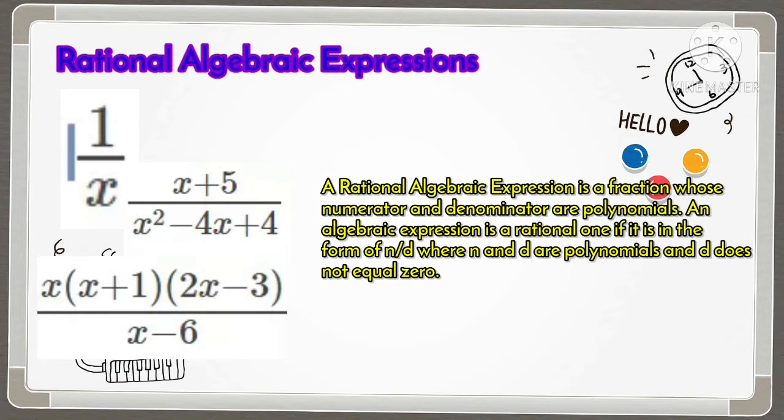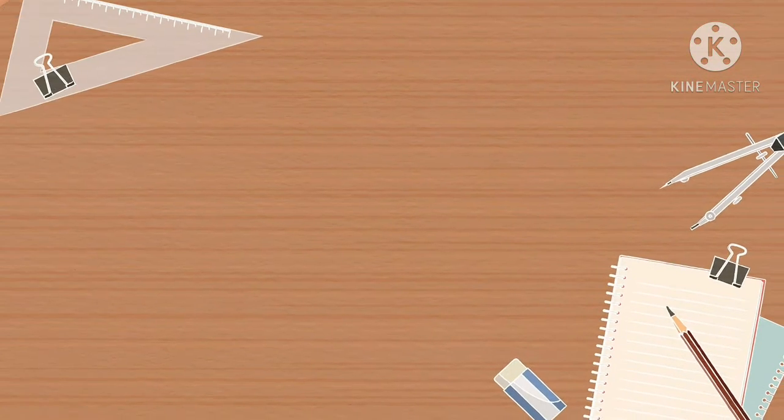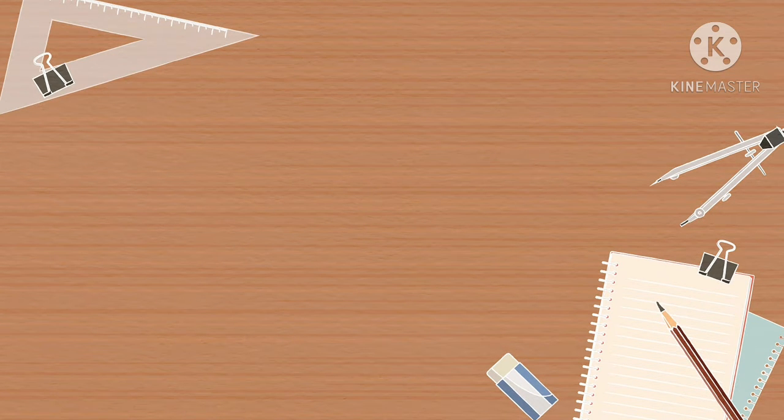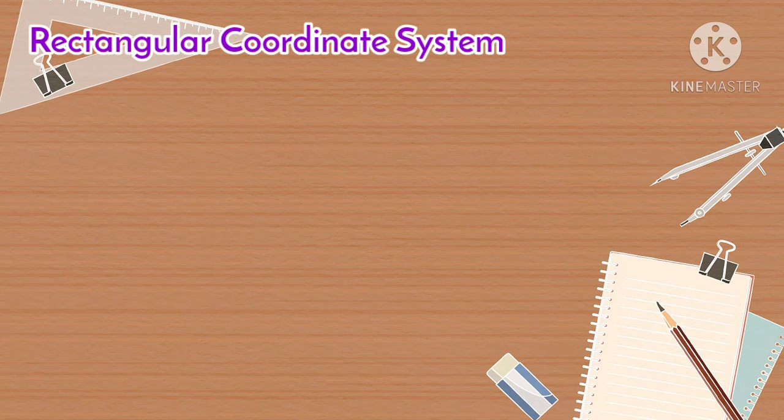x multiplied by the quantity (x + 1) multiplied by the quantity (2x - 3) over (x - 6). The third topic that we'll be talking about is the rectangular coordinate system.